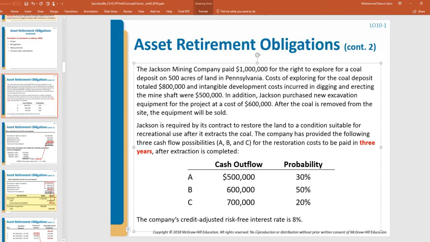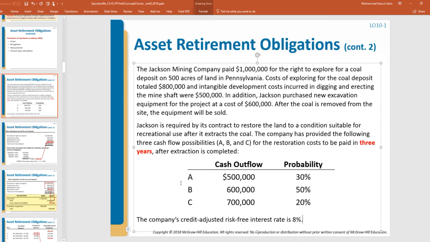So Jackson is required by its contracts to restore the land to a condition suitable for recreational use after it extracts the coal. The company has provided the following three cash flow possibilities for the restoration costs to be paid in 3 years. Think that these 3 years are the 3 years after the extraction is completed. Okay, so now the cash flow is 500,000 at 30%, 600,000 at 50%, 700,000 at 20%. So the company's credit adjusted risk-free interest rate is 8%.